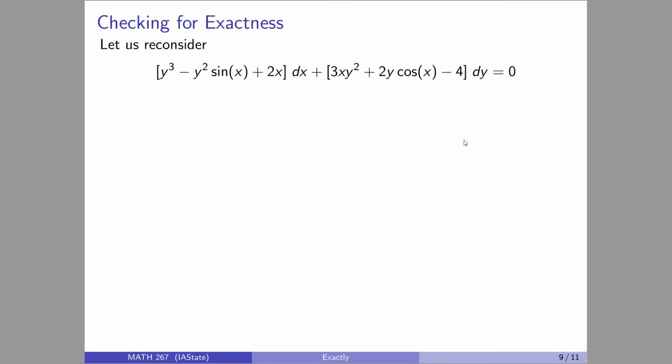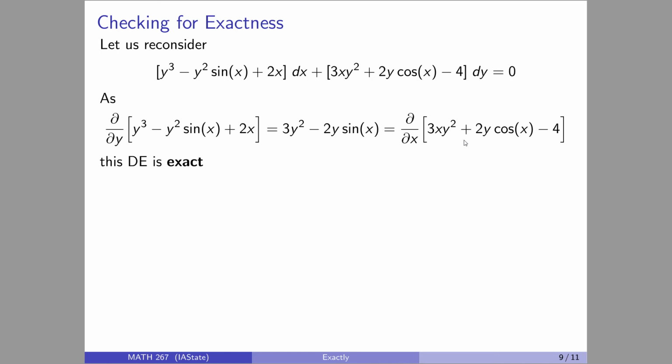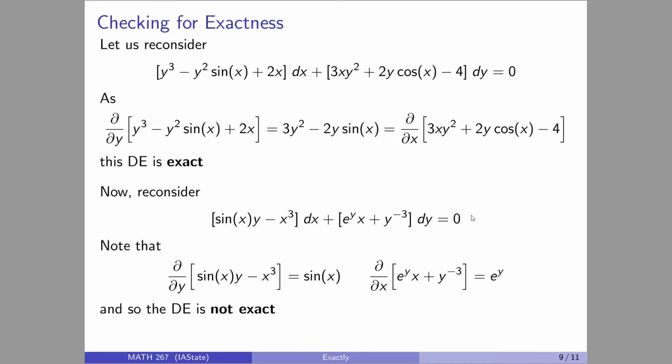Okay, so let's reconsider the two examples we looked at and check them for exactness. Take the partial of this with respect to y and take the partial of this with respect to x, and hey, you get the same thing. So that DE is exact. Now, the one where the method didn't work, note that the partials don't line up. So it's not exact.